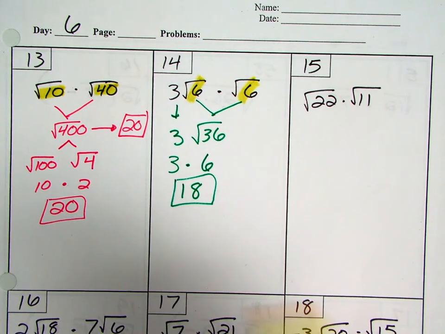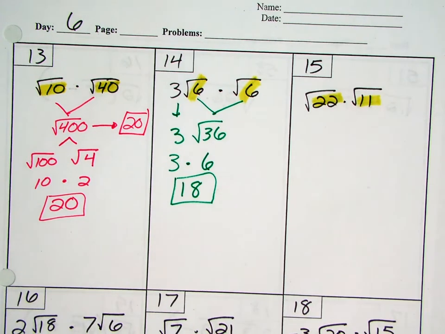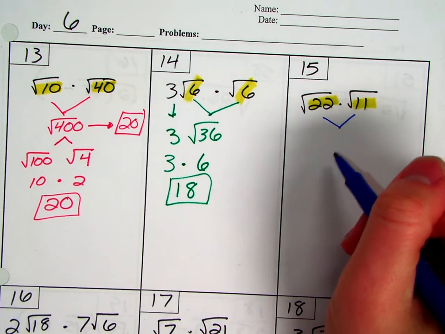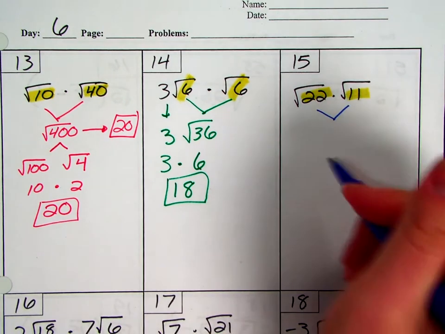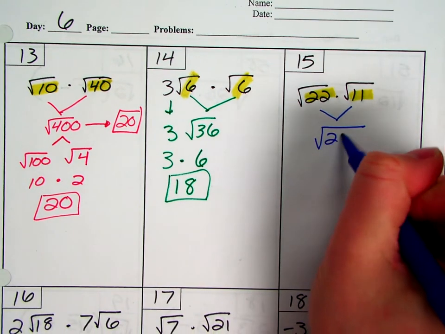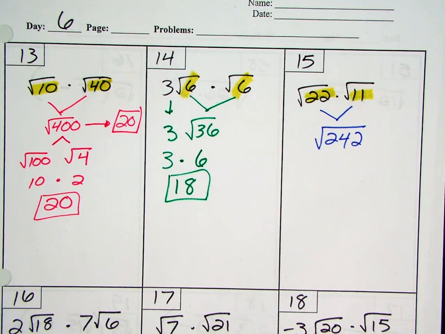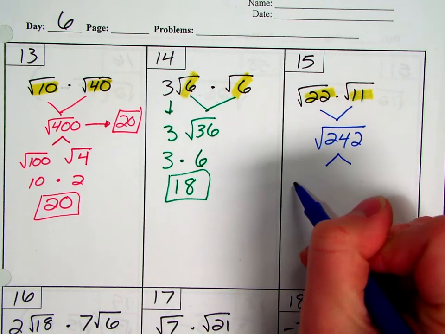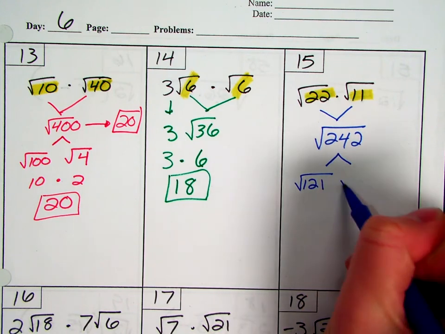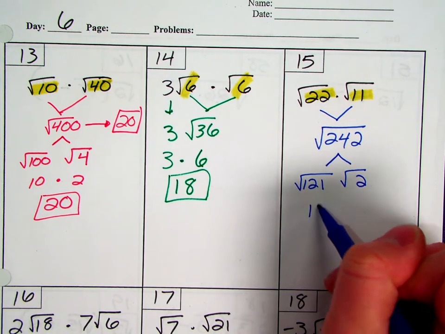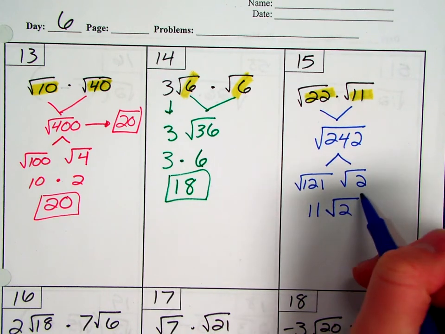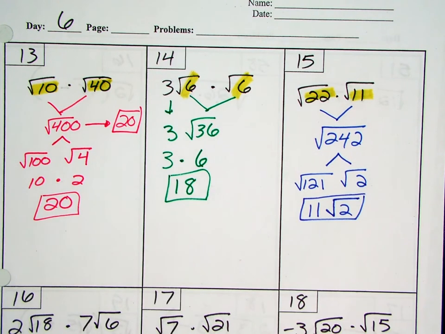For number 15, again, there's no numbers outside the radical. They're both inside of the radical, so I would multiply them right from the get-go. 22 times 11 would be 242. Now, 242 is not a perfect square, so I need to simplify by finding the largest perfect square that goes into it evenly. In this case, that would be 121, which goes in twice. The square root of 121 is 11, so it comes out of the square root. There is not a perfect square for 2. So we leave it in the radical, and your final answer is 11 square root of 2.